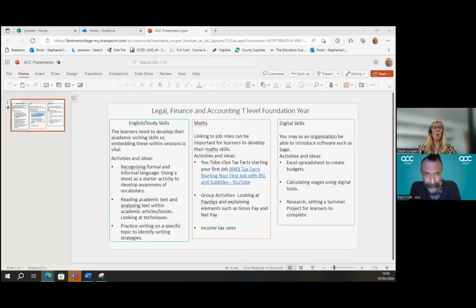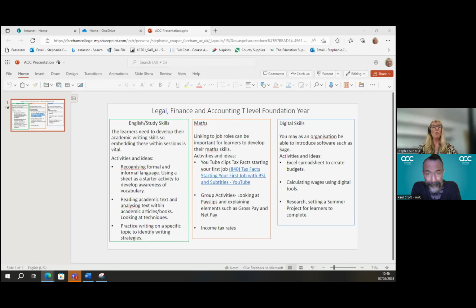Also, talking about group activities, I think maths is a really good opportunity to do some group activities, looking at different pay slips, breaking those pay slips down, pulling out different elements of them, doing some calculations. If that person earns £5,000 more, how is that going to affect everything?